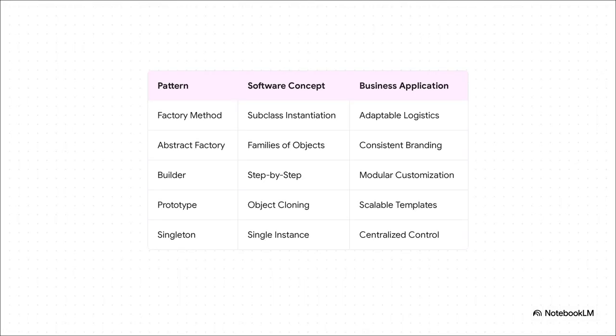So here it is. This is your unified operational efficiency playbook. We've turned subclass instantiation into the factory method for adaptable logistics. We transformed families of related objects into the abstract factory for consistent branding. Step-by-step construction became the builder for modular customization. Object cloning is now the prototype for scalable templates. And single-instance global access is the Singleton for centralized departmental control. That's 5 incredible tools pulled straight from software engineering, ready to be deployed by you today.